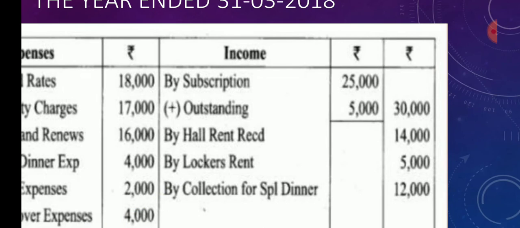Then income side, by subscription 25,000, add outstanding subscription 5,000. So 300 members contributed 100 per each. 300 into 100 totally 30,000.